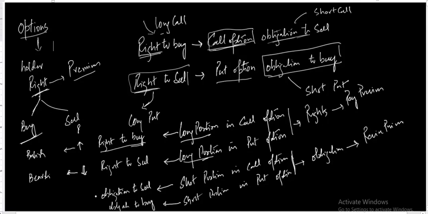Now the short position in the call option has an obligation to sell, so he would expect the price to fall. Again, he is going to be bearish. The short put has an obligation to buy, so he would expect the prices to rise, so he is going to be bullish.